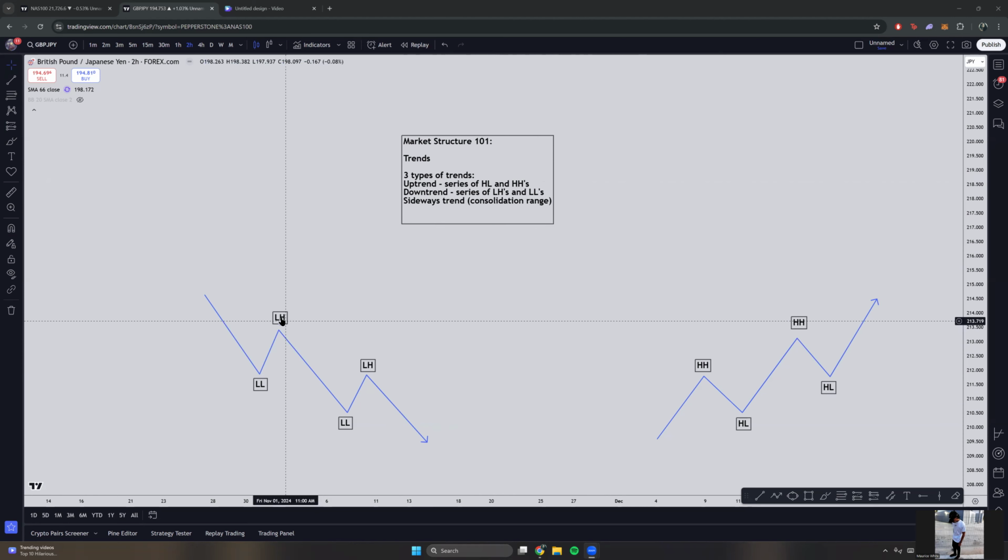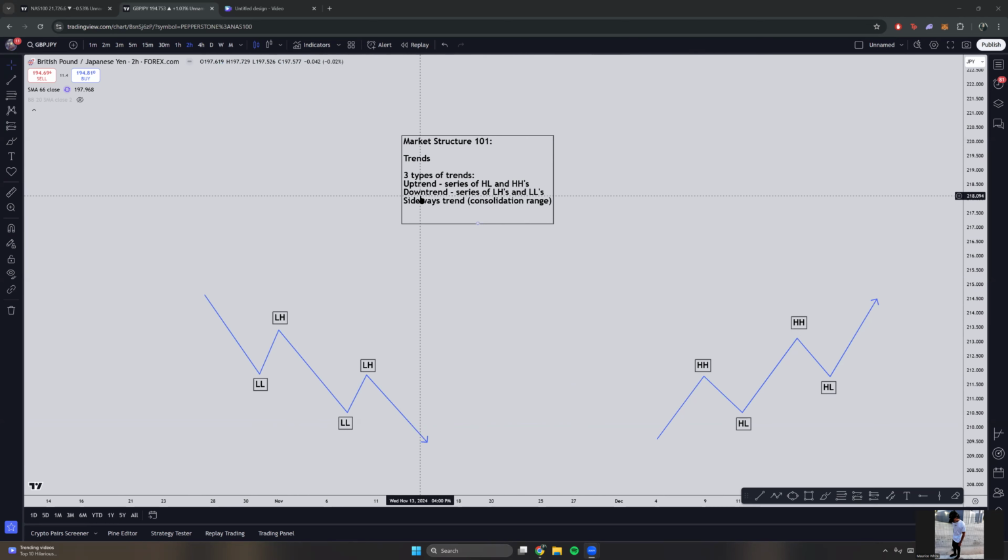On the left-hand side here, we have an example of a downtrend, or a bearish trend. In a downtrend, again, what do we have? We have lower lows and lower highs. This is called a lower low because it is lower than the previous low. And this is called a lower high because this high that the market made here before pushing to the downside was lower than this high up here. So very simple to understand.